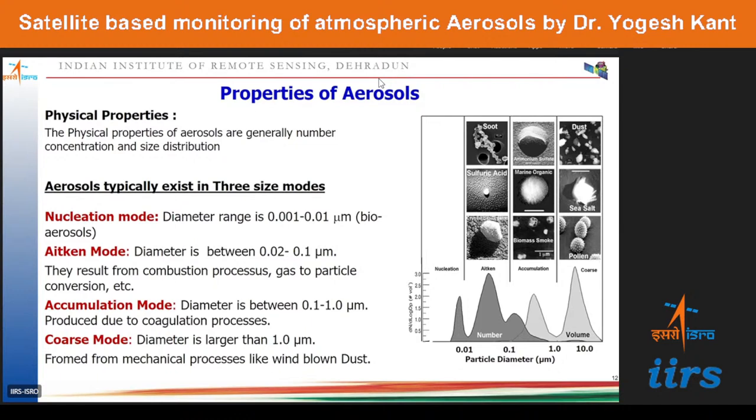Accumulation mode. In the accumulation mode, the diameter is between 0.1 to 1 micron, and these are coagulated. So Aitken particles coagulate together and form the accumulation mode. The Aitken particles and accumulation mode particles are called fine mode particles. Now, coarse mode particles are larger in diameter, more than 1 micron, and they are formed from mechanical processes like wind-blown dust, etc.